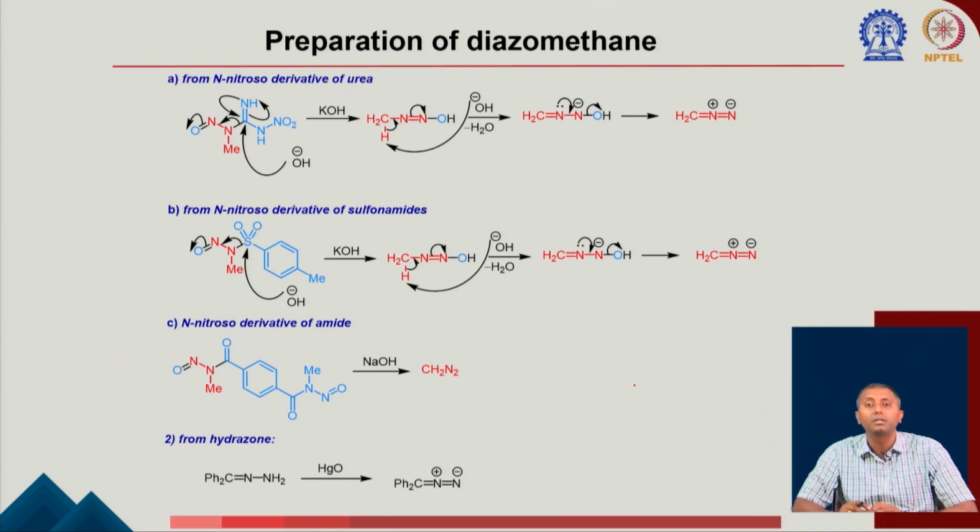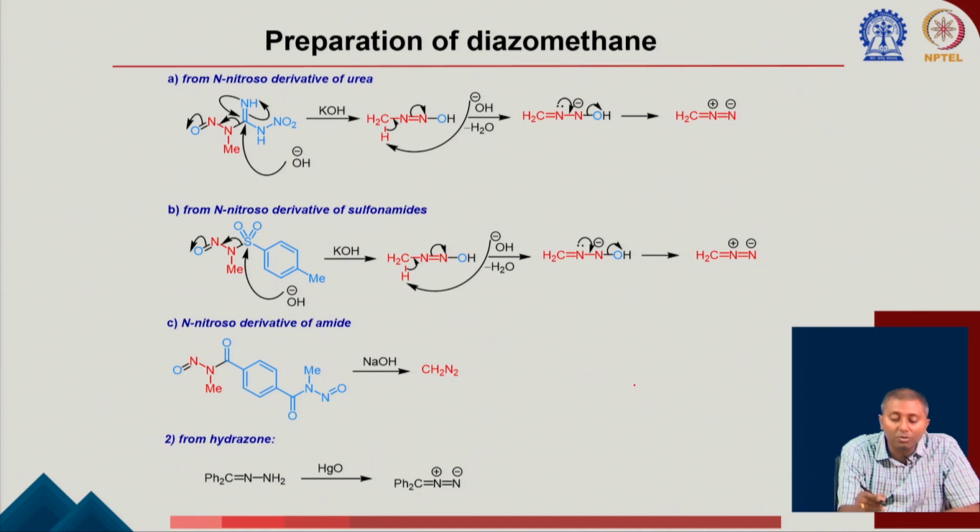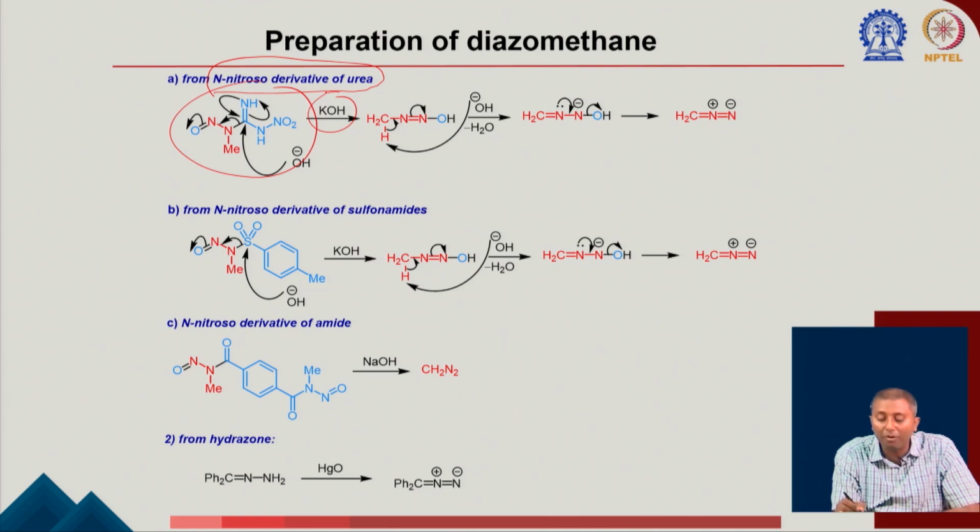As I said, the synthesis of diazomethane is a little bit tricky. So several groups found different approaches, that means you can make diazomethane from precursor compounds. One example is the N-nitroso derivative of urea. Using this compound, in place of KOH, it can form this particular intermediate. So let us try to understand what the mechanism is here.